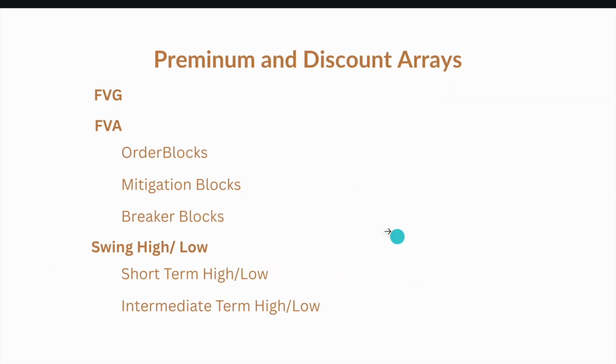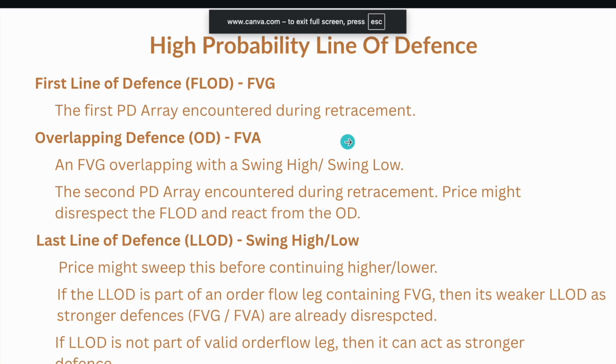So what are the premium and discount arrays that we have learned so far? Fair value gaps, fair value area. Fair value area types are order block, mitigation block, and breaker block. Swing high, swing low, short term swing high and swing low, or intermediate term swing high and swing lows. Understand what is high probability line of defense and low probability line of defense.